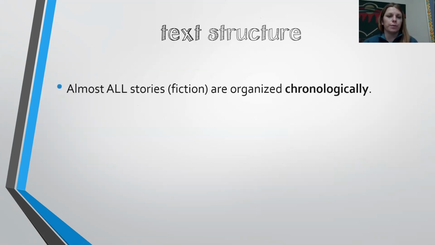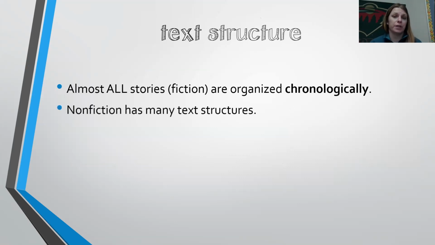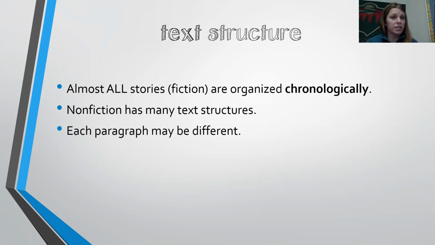Okay, so text structure. Almost all fictional stories are organized chronologically. That's what the plot diagram is. It is beginning, middle, and end. They go in order of time. Nonfiction has many different types of text structure. They do not need to go in order of time, and we'll see why as we do some of our examples. Sometimes in a nonfiction text, if there are multiple paragraphs, each paragraph might have a different text structure as well. And we're going to talk about the 6 different types.